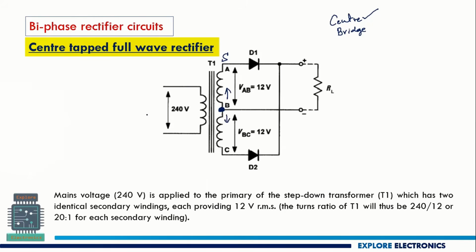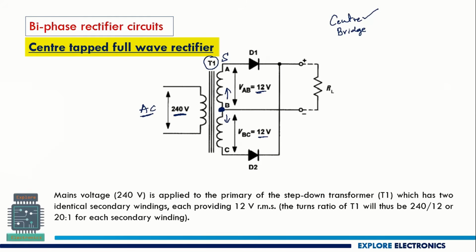The primary coil will be given an AC signal. This AC signal will be 240 volts, and the transformer being used is going to step down the voltage from 240 volts to a lower voltage. Depending on the number of turns, it is converting this into 12 volts like this.